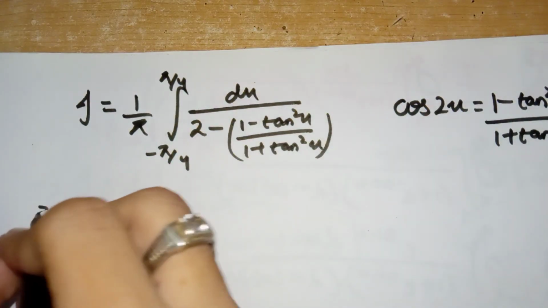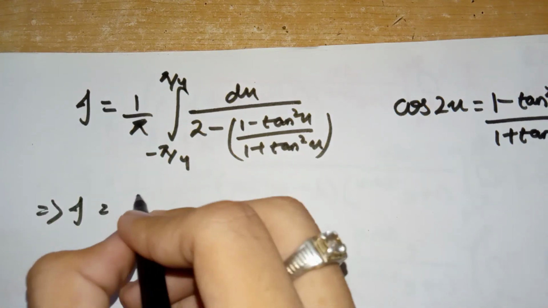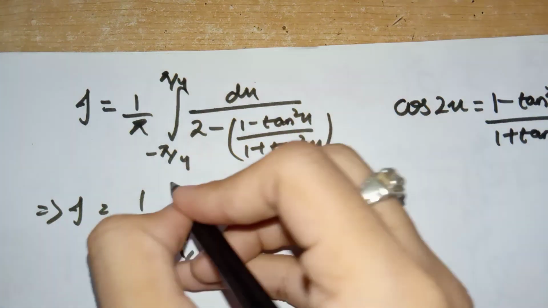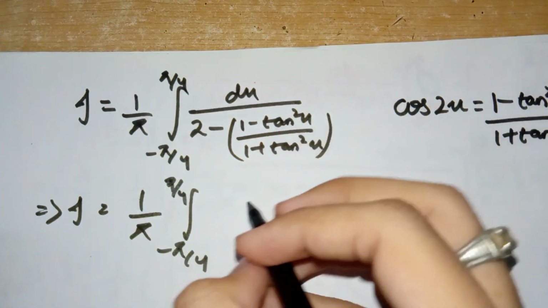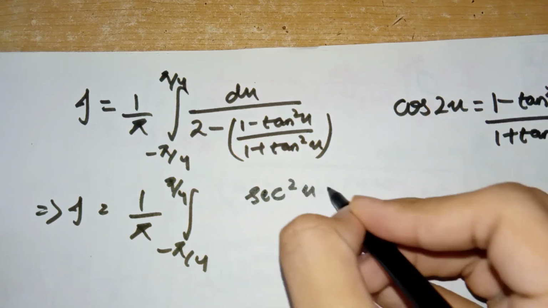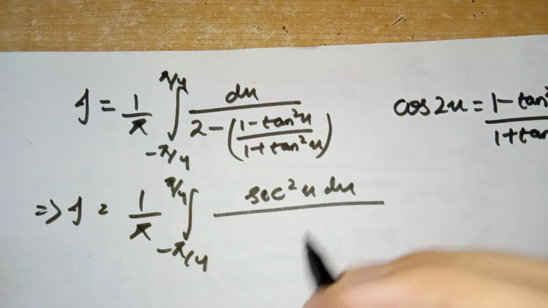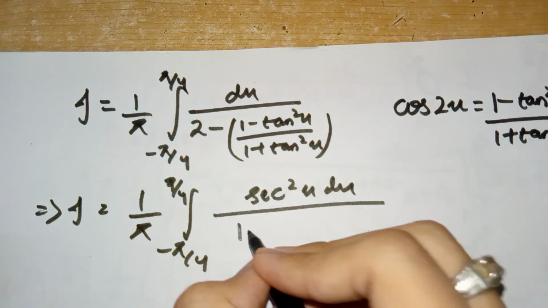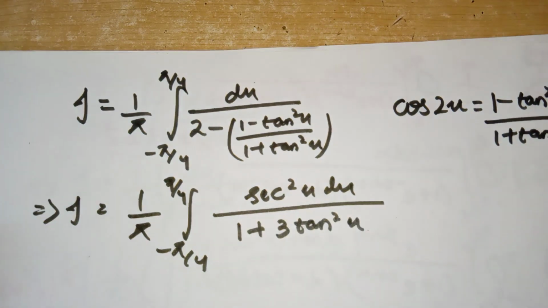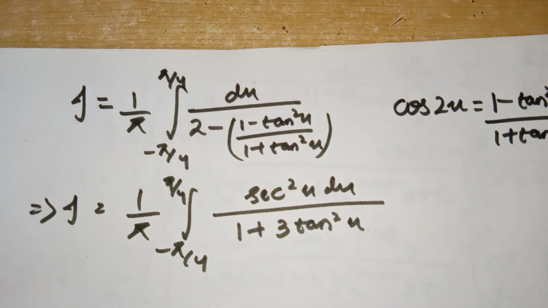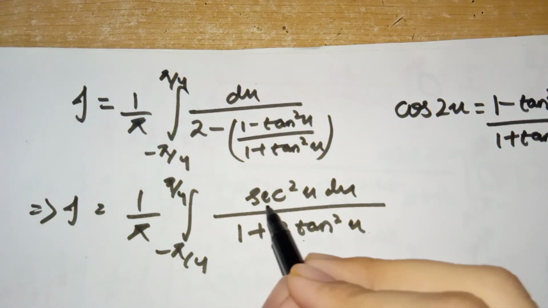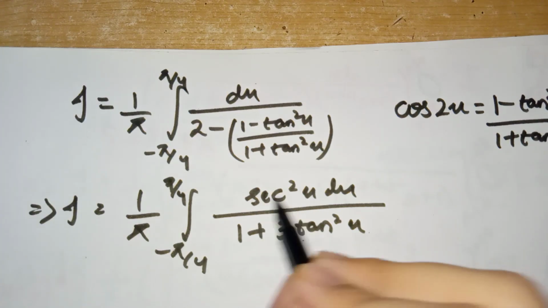Now taking the LCM, as easy as it is, minus pi by 4 to pi by 4. So 1 plus tan square x becomes sec square x in the numerator, and in the denominator we get 1 plus 3 tan square x. Having simplified the whole question, we find that if we take tan x as t, its derivative sec square x is there in the numerator.